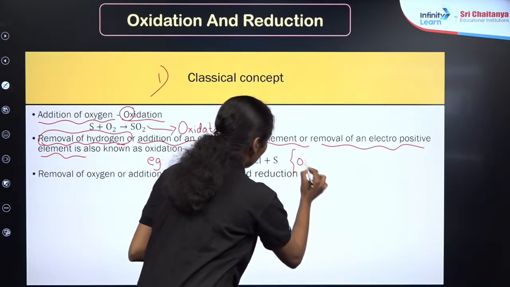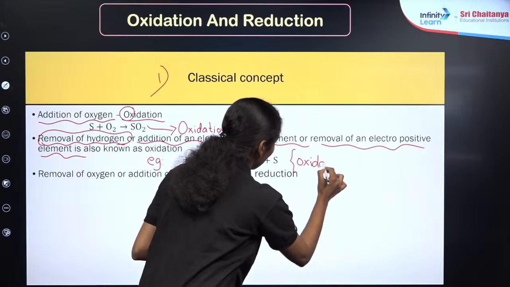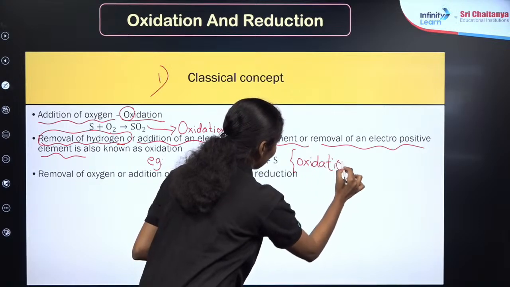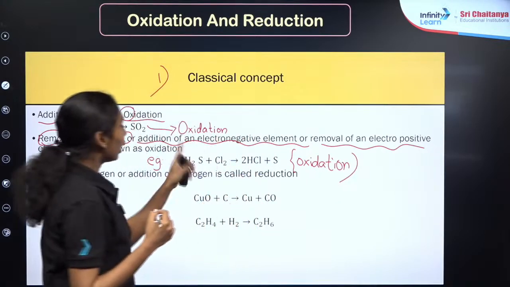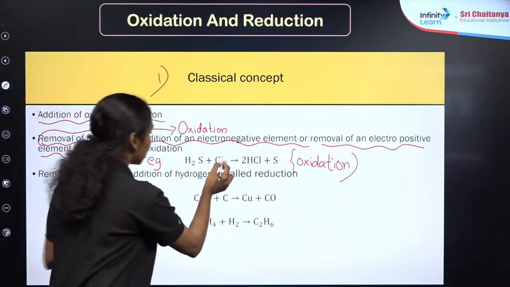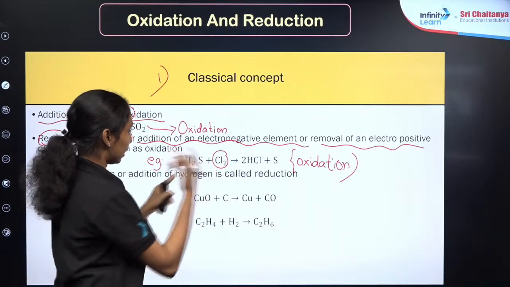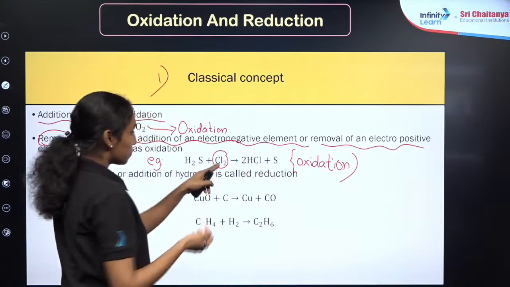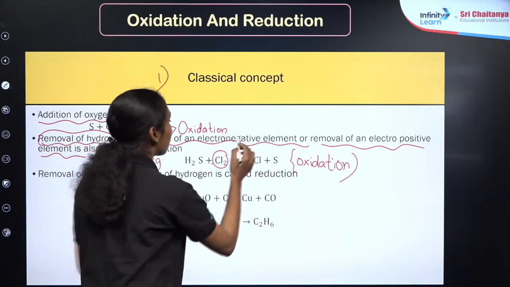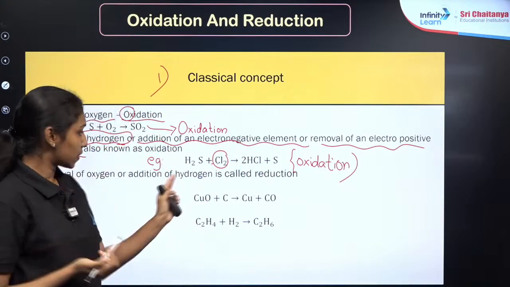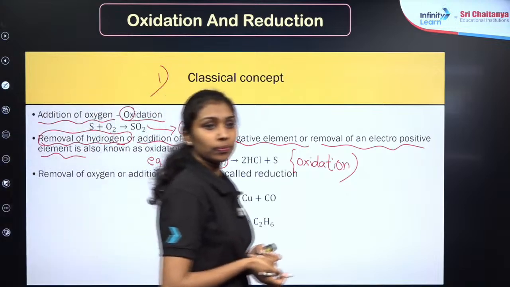Otherwise, we can also say the addition of an electronegative element. Chlorine is electronegative, right? Whenever we add chlorine to this particular compound, it converts into 2HCl plus S, which means the addition of an electronegative element is also considered oxidation. Clear?